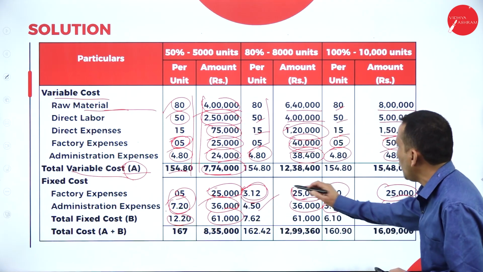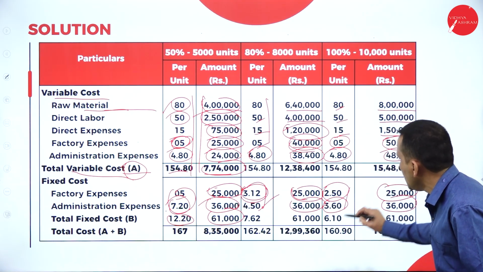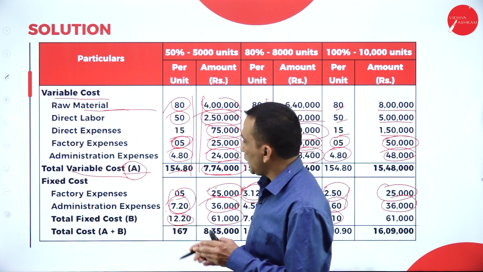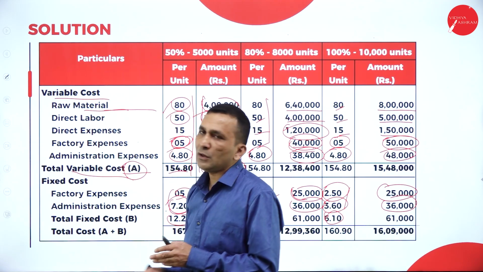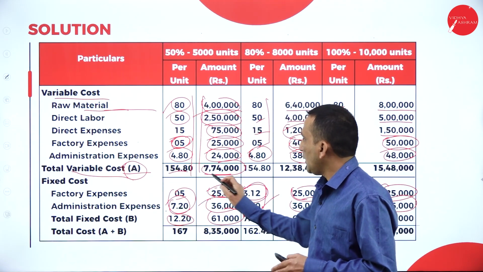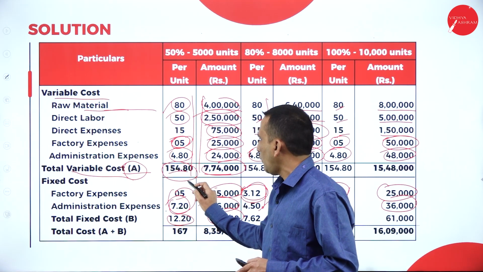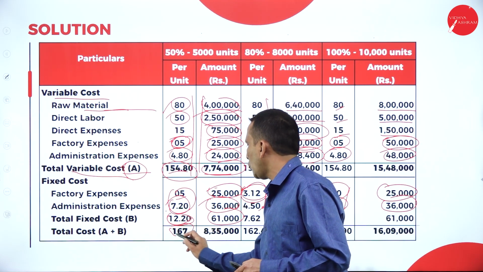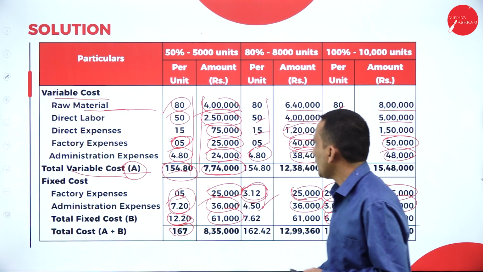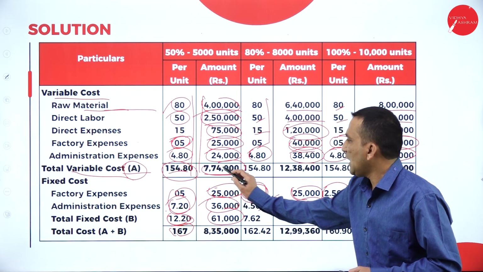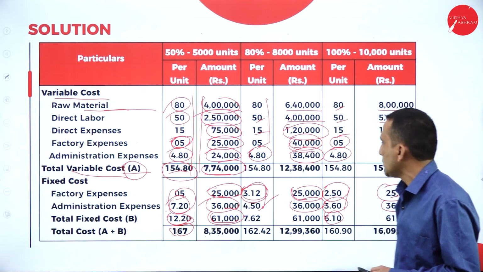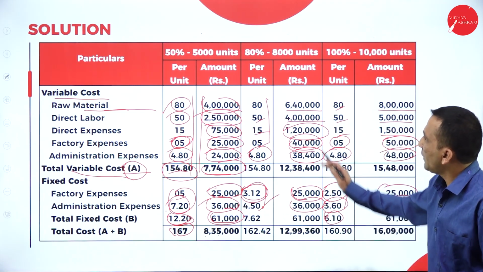Okay, now vertically if you are taking the total together, this is the final answer. Now what we are doing, we need to do the total cost. How are we getting it? Variable cost plus fixed cost. Now variable cost 154.80 plus 12, so we are getting total cost 167. Again same thing, 7,74,000 plus 61,000, 8,35,000. Same thing we need to take together.